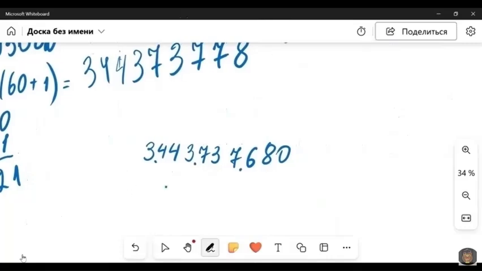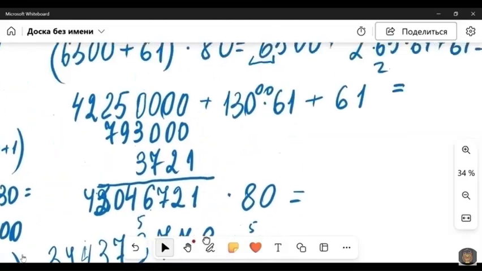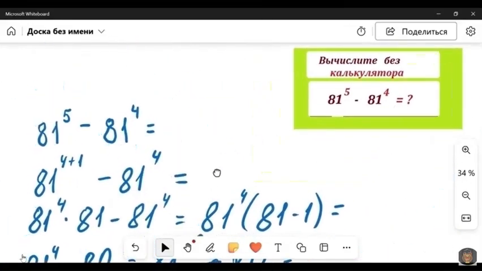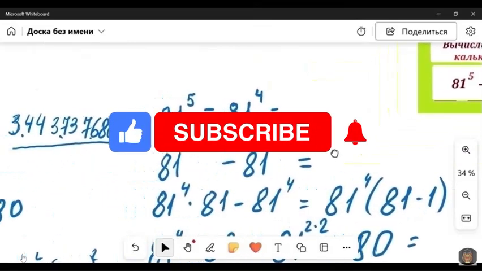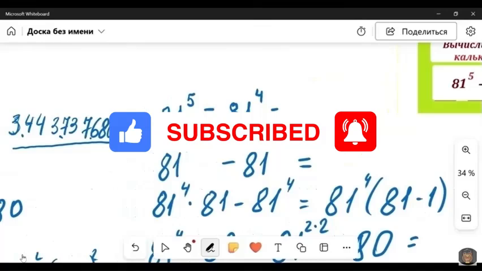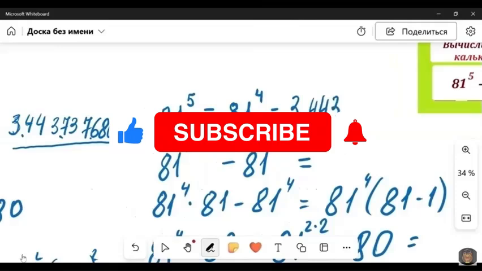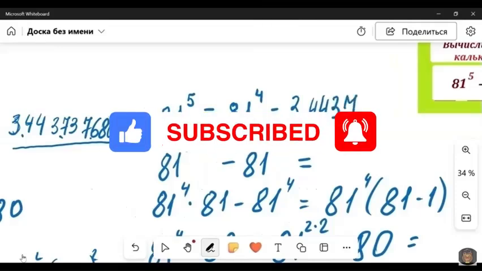So, then, we rewrite it carefully. This will turn out to be 3 billion, excuse me, 443,737. Wait, 1,443,000,000. Here is 737,680. This is our answer. And we must enter it at the top, so that we can fit 3 billion. As much as 3,443,003,737,680, such a hefty number.